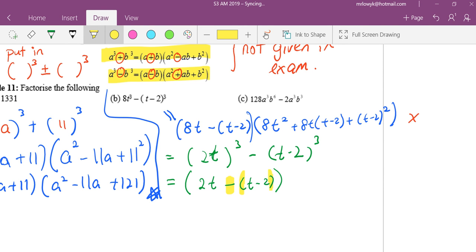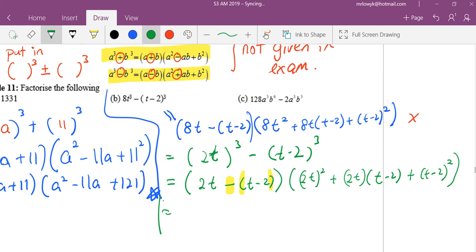I try a cube minus b cube, I start with minus. So a cube minus b cube, I start with minus. Then I will alternate with plus and I end with plus. Okay, if you follow what I say, this is what I meant. I will continue with 2t square plus 2t times t minus 2 plus t minus 2 squared.